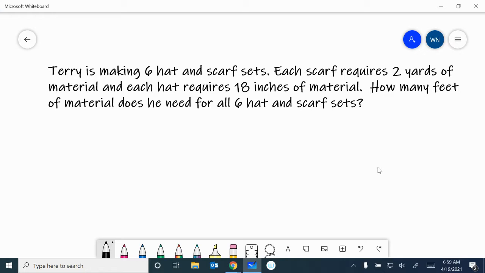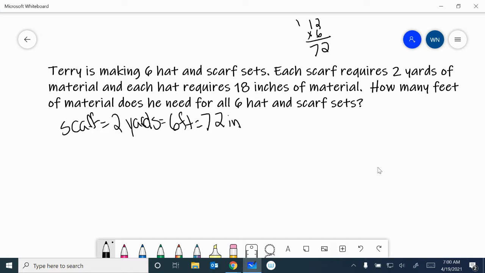All right, for this one, I think it's going to be easiest to turn it into inches first. So each scarf equals 2 yards. I know that 2 yards equals 6 feet because there's 3 feet to a yard. Now let's take that down to inches. Remember to take it to inches, I'm going to multiply 12 times 6 is 72 inches. So each scarf takes 72 inches and each hat takes 18 inches. So let's multiply all this together. 6 hat and scarf sets. You know, I'm thinking maybe that's not my best idea. I bet I can leave my scarves at feet and my hats at inches.